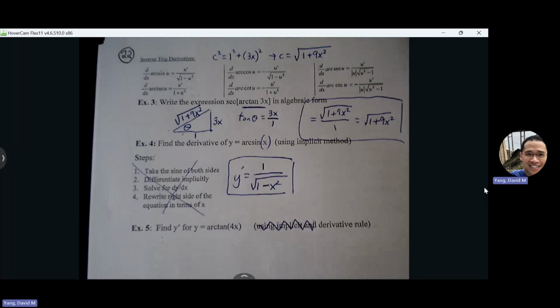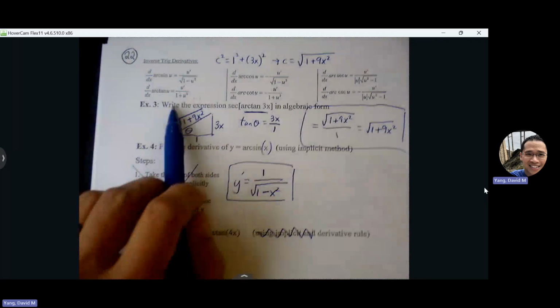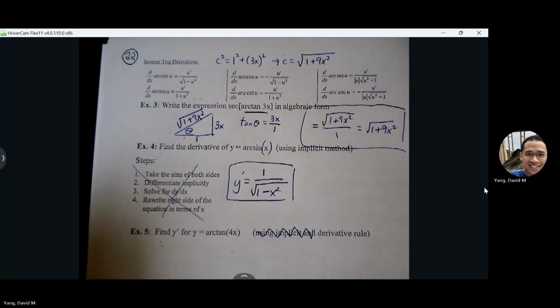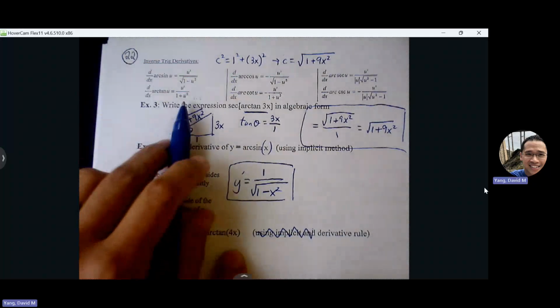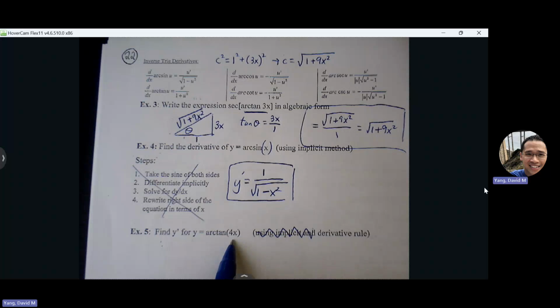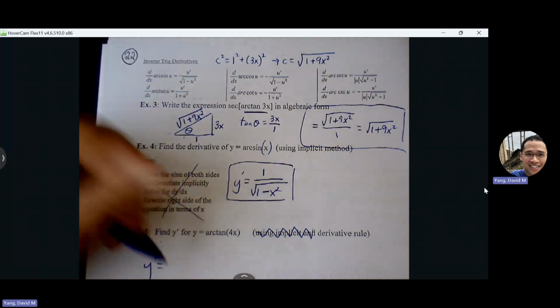Okay, y equals arctangent of 4x. So let's find the formula for arctangent, u prime over 1 plus u squared. Okay, so there's our formula. What's our u value? 4x. Okay, so let's just go through our derivative formula.